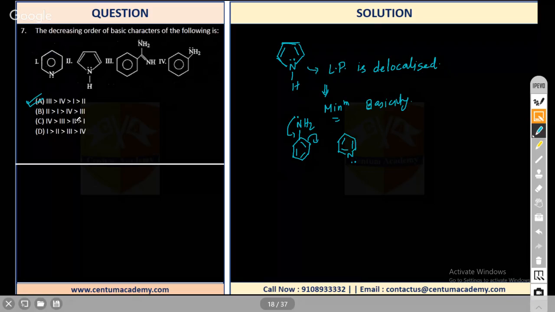They are not getting any option. Just a second. This is aniline and this is pyridine. If this is involved in resonance, obviously the basicity of the third one should be maximum, and the first one should be more than that of the fourth one, and then we have the second one. I think this should be the order. These two we have to interchange.